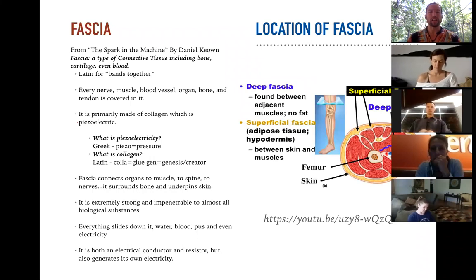Okay, so one other point about collagen: in order for the collagen to be healthy and pliable, that's a beautiful word, pliable, right? We have to have, one, hydration, which is quite obvious, and two is vitamin C. Vitamin C is paramount in the strength of collagen. And we're going to dive in deeper into collagen later in this class here. So fascia connects organs to muscle, to spine, to nerves, and it surrounds the bone and underpins the skin.